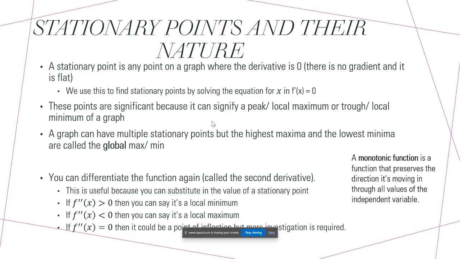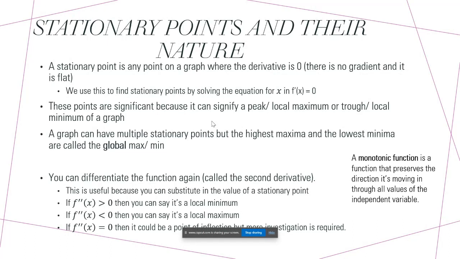A graph can have multiple stationary points, but the highest maxima and the lowest minima are called the global maxima or minima. All the other ones that aren't the global one are called local. Any point that goes up and starts going down is a local maximum. Any point that goes down and starts going up is a local minimum.